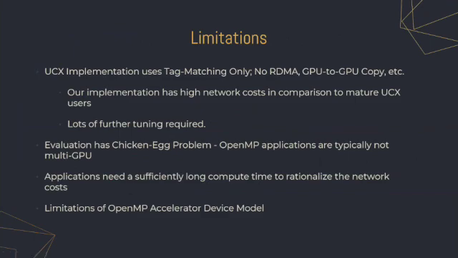The limitations that we have right now in our implementation is that because once again, this is a prototype implementation, we're using tag matching only. So we're not using RDMA, GPU to GPU copy. These are things that we intend to implement soon, but we haven't quite gotten around to it yet. So in relation to everything else that you've seen at this workshop, we have relatively high network costs. So there's a lot of further tuning that's required.